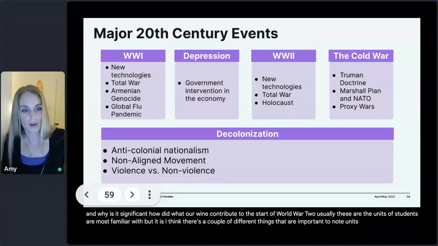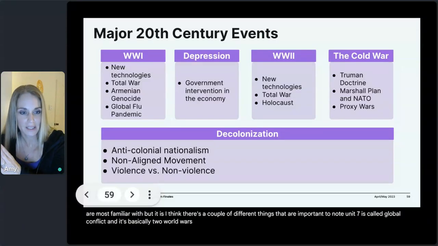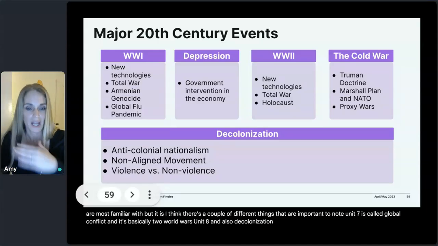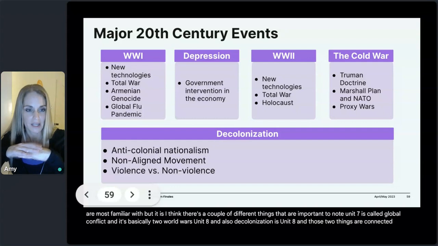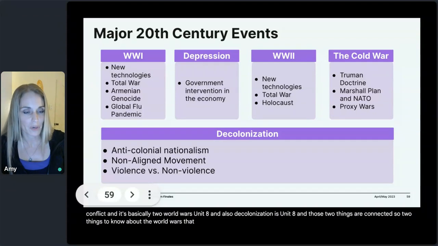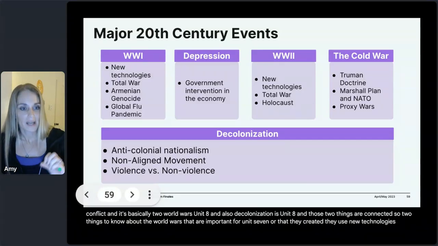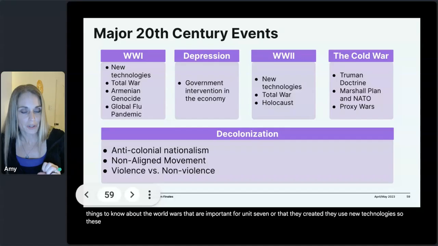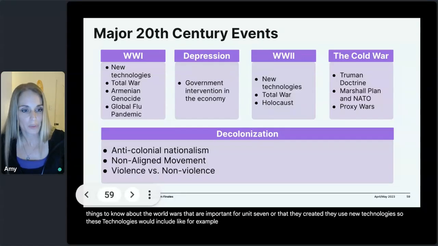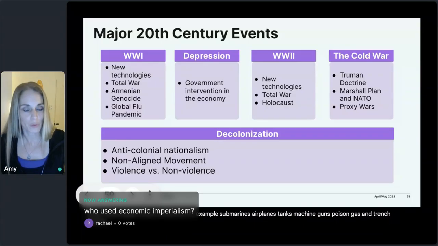Unit 7 is called Global Conflict, and it's basically the World Wars plus the Great Depression. The Cold War is Unit 8, and also Decolonization is Unit 8. And those two things are connected. So two things to know about the World Wars that are important for Unit 7 are that they used new technologies. These technologies would include, for example, submarines, airplanes, tanks, machine guns, poison gas, and trench warfare in the case of World War I.